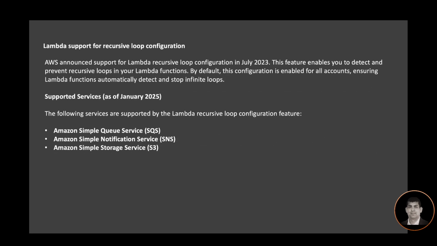Now, AWS announced support for the Lambda recursive loop configuration in July 2023. This feature enables you to detect and prevent a recursive loop in your Lambda function. By default, this configuration is enabled for all accounts, ensuring that Lambda functions automatically detect and stop infinite loops. Supported services as of January 2025 are Simple Queue Service, Simple Notification Service, and Simple Storage Service. So SQS, SNS, and S3, of course, along with Lambda, because that's how the event mapping will be created.